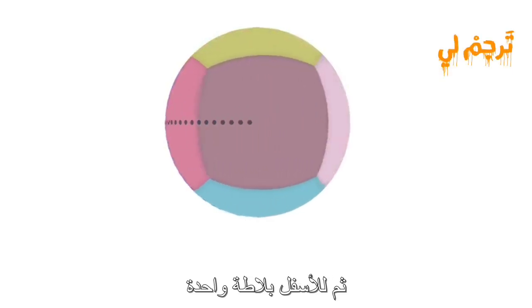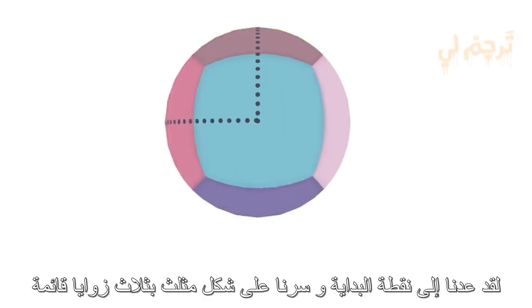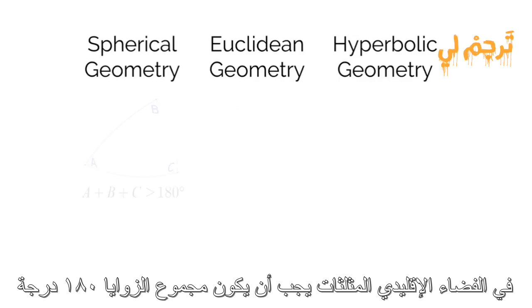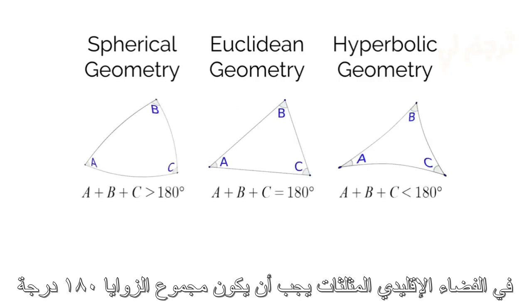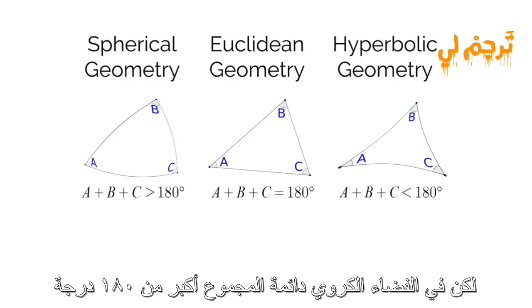Speaking of walking, let's take a walk on the sphere. Let's walk up one tile, right one tile, and then down one tile. We're back where we started. And we just walked around a triangle with 3 right angles. In Euclidean space, a triangle's angles have to sum to 180 degrees, but in spherical space, it's always larger.